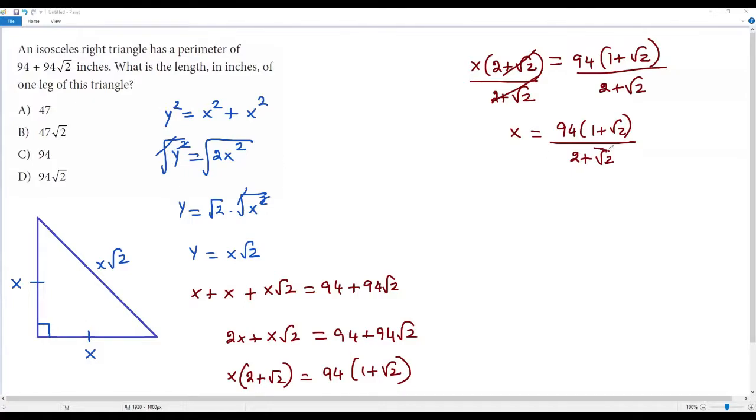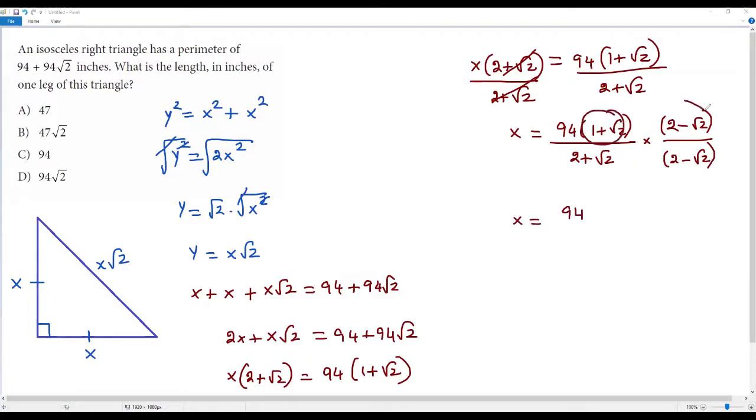But here the denominator contains an irrational number. Always we have to give our answer with a rational number in the denominator, so we have to rationalize the denominator. For that, I have to multiply both numerator and denominator by the conjugate of this. Conjugate means we change the sign in the middle, that is (2 − √2)/(2 − √2). So x = 94 times.